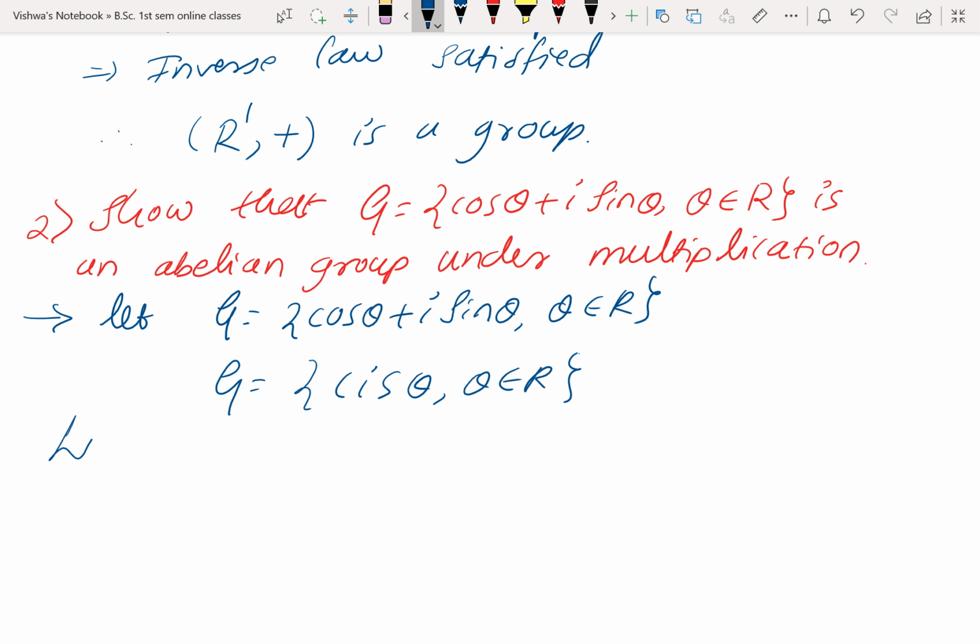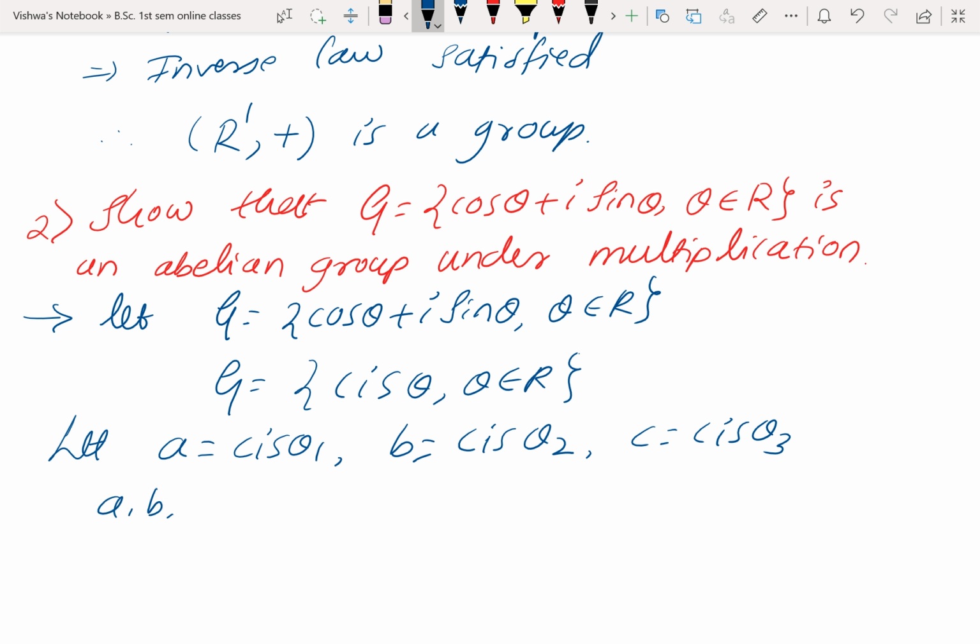Now let us consider the 3 numbers. A is equal to cis theta 1, B equal to cis theta 2, C is equal to cis theta 3. So here A is equal to what? Cos theta 1 plus I sin theta 1, B equal to cos theta 2 plus I sin theta 2, C is equal to cos theta 3 plus I sin theta 3. So here A, B, C are the elements of G, and theta 1, theta 2, theta 3 are real numbers. So it is our consideration.